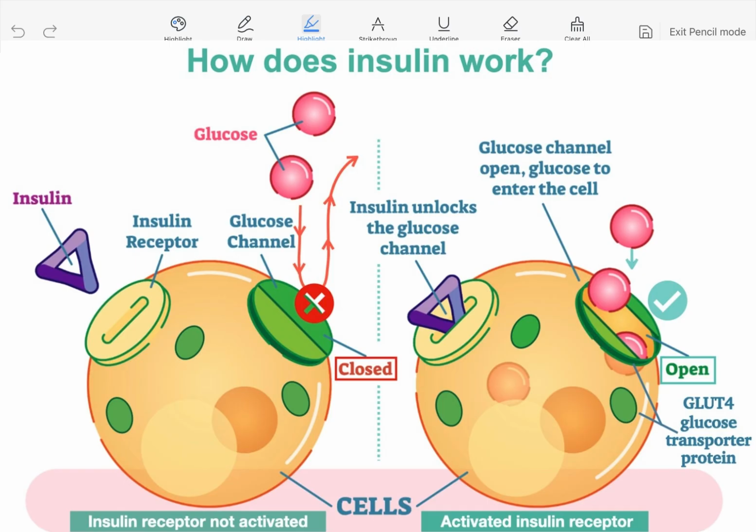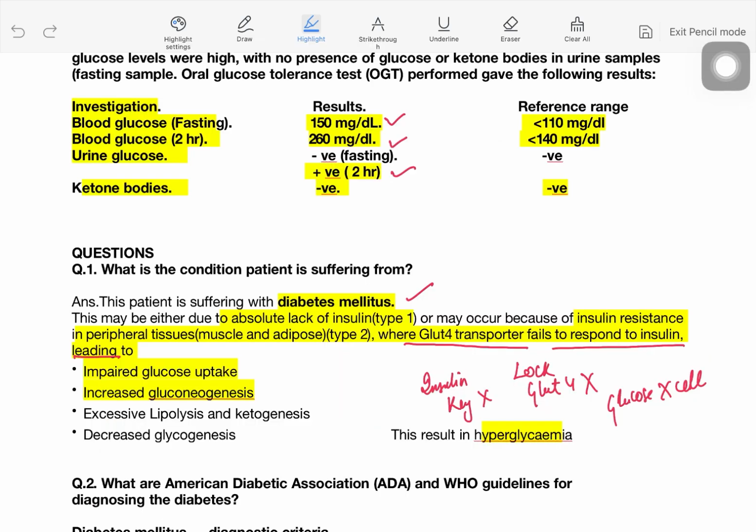So think of insulin as a key, and if the key is missing or the lock, which is the GLUT4 transporter, is broken, glucose cannot enter the cell. Because cells feel starved, the liver works overtime making new glucose, that is gluconeogenesis, and stops storing it, that is decreased glycogenesis, and it causes blood glucose levels to spike. So in diabetes, cells cannot access glucose due to missing or ineffective insulin.